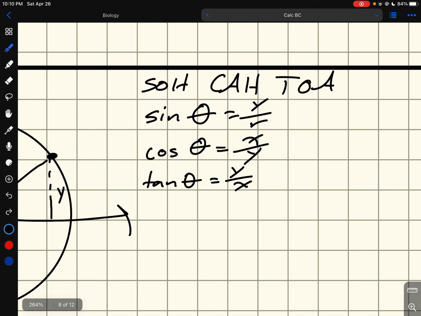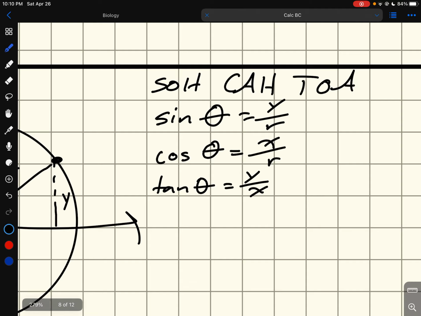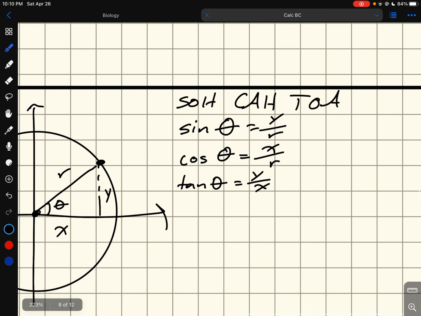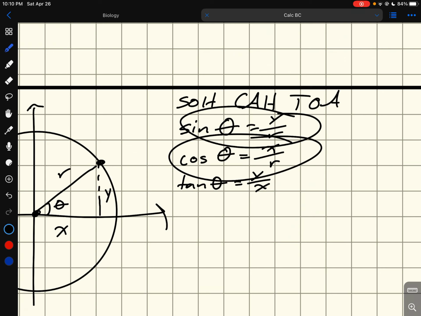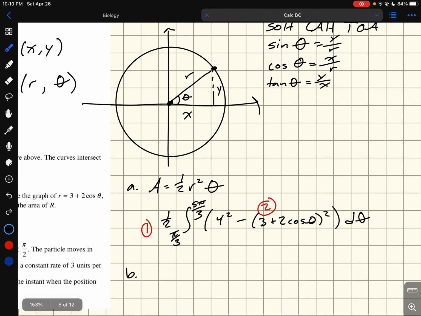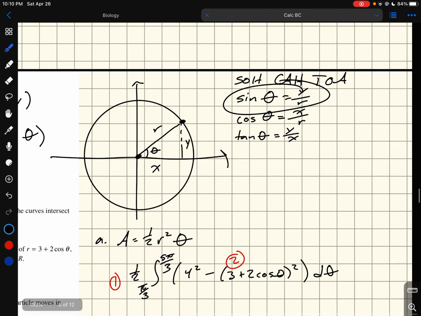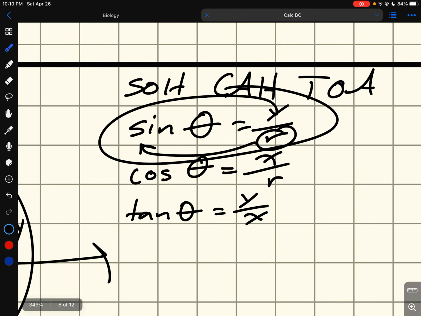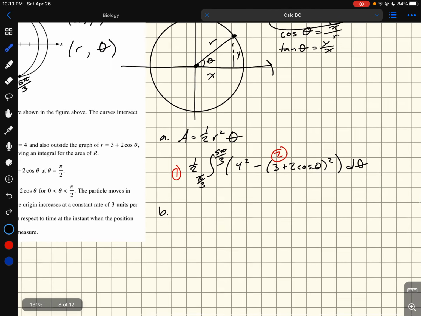So we want to isolate... why did I write a y here? This is supposed to be r. Well, anyways. So we want to use these and isolate x and y. And the reason we only want to use sine and cosine and not tangent is because we only want one variable at a time. So if we use the sine one first, how do we get y by itself? Well, we just need to multiply this r back to the other side, and then that'll get y by itself.